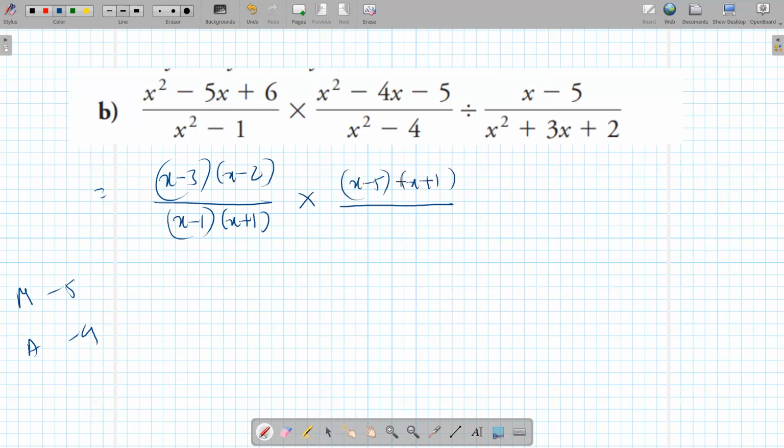What about this denominator? X minus 2 times x plus 2. Yep. Easy peasy. The division, flip it upside down. X minus 5 comes here. X squared plus 3x plus 2. That's x plus 2, x plus 1.